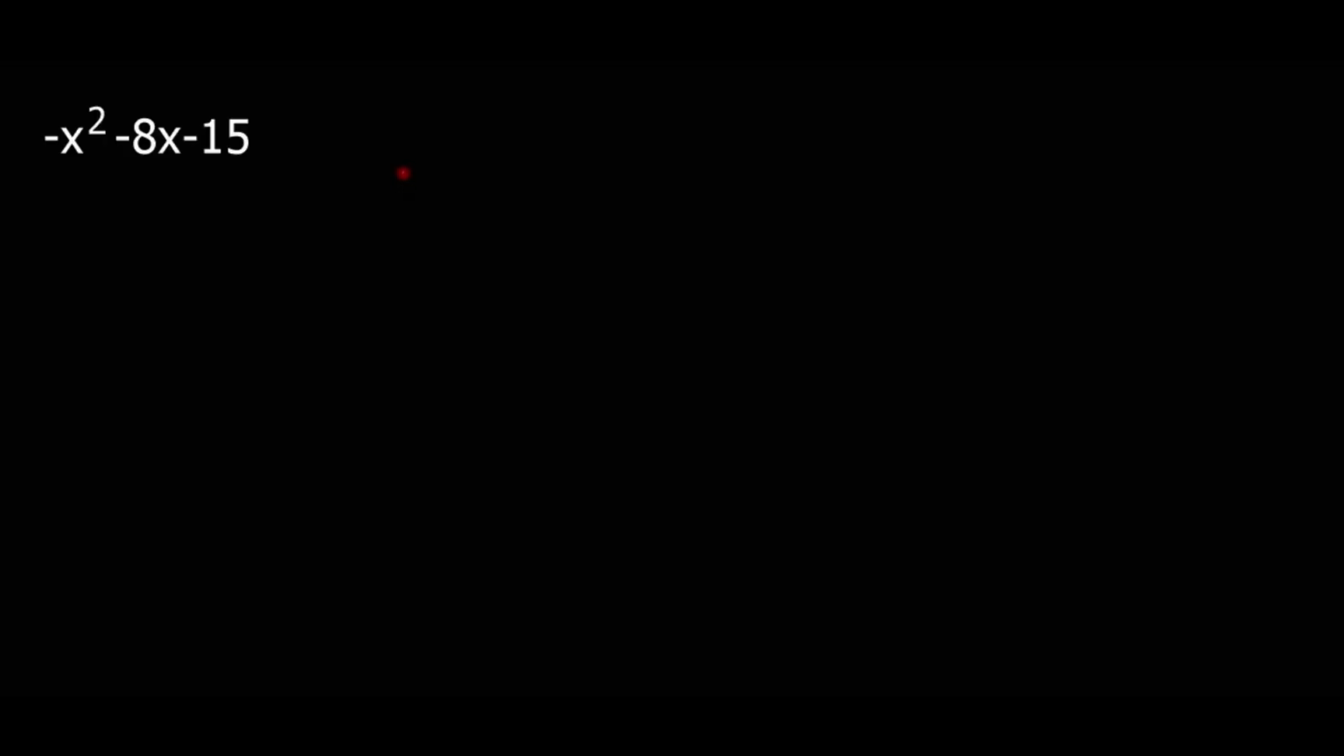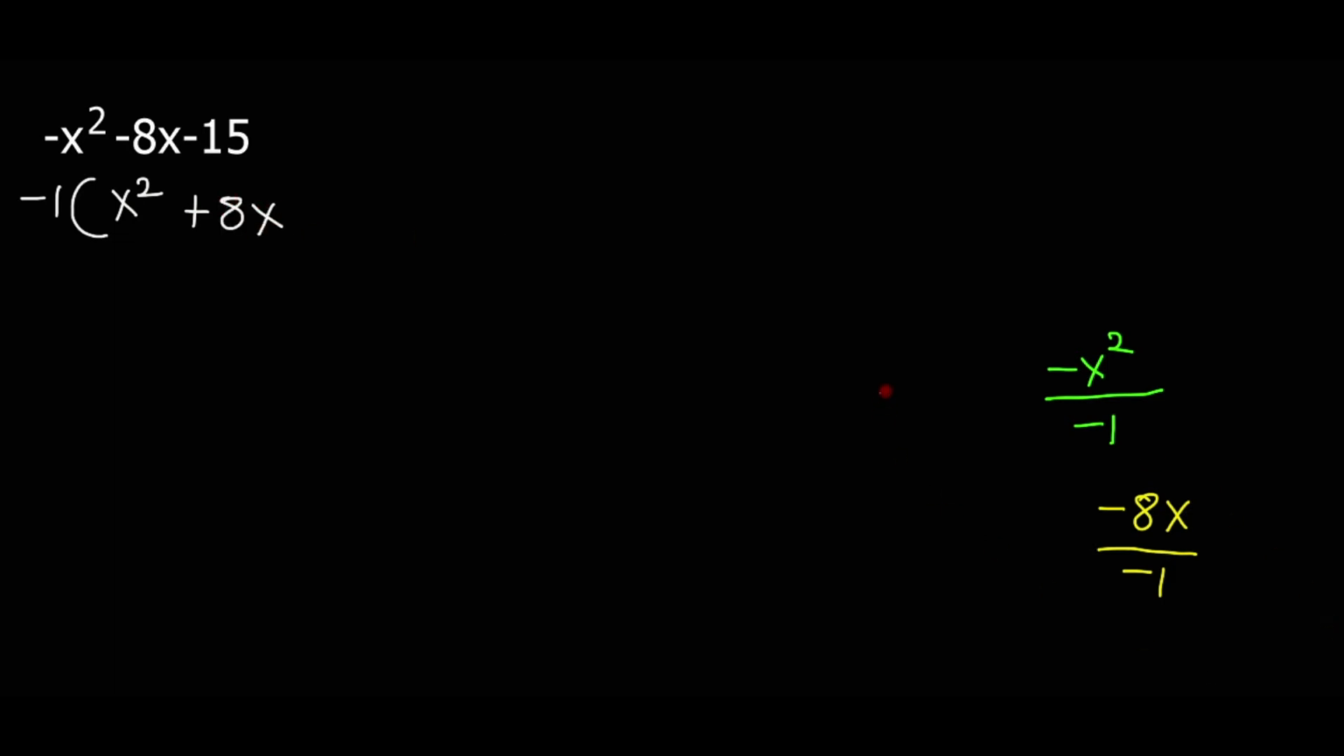Now let's look at factorizing a trinomial when the leading coefficient is not 1. The leading coefficient, you can see, is -1. So let's look at how we do it in this case. In this case we will take -1 as a common factor. So when we take -1 as a common factor, we divide each term by our common factor: -x² divided by -1 gives +x², and then we take -8x divided by -1 and get +8x, and then -15 divided by -1 gives +15.